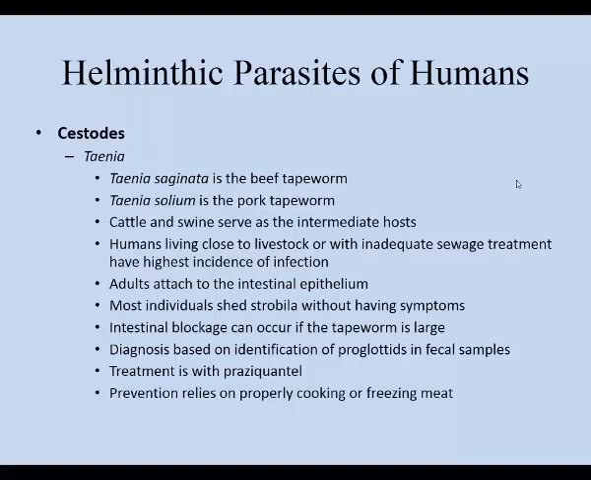And then diagnosis is actually based on identification of the proglottids in fecal samples. So you look at the fecal sample itself, and you go through it under a microscope looking for these proglottids. There is a treatment. Praziquantel is a possible medicine you can take. But one thing that you can do even better is to prevent this by properly cooking your meat. This is one of the things that you want to do with pork. You want to make sure that you cook pork very, very well. Or in other cases, you might want to freeze the meat very well at certain temperatures.